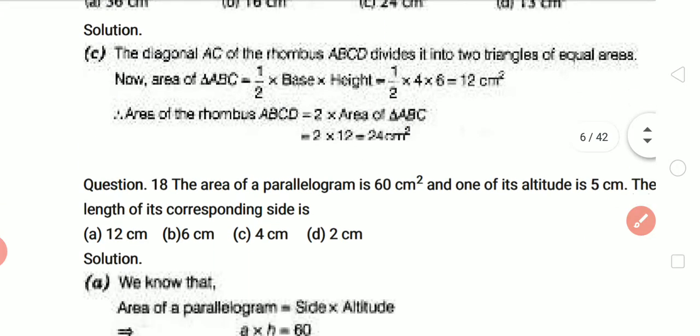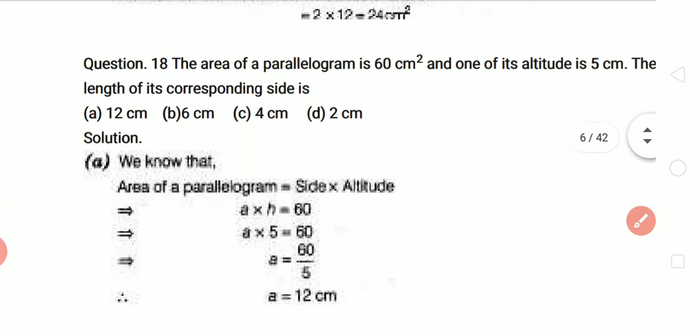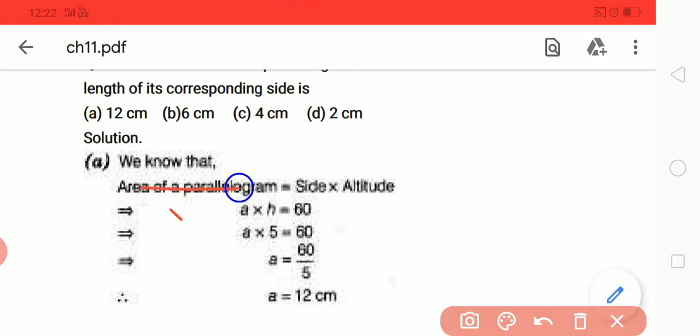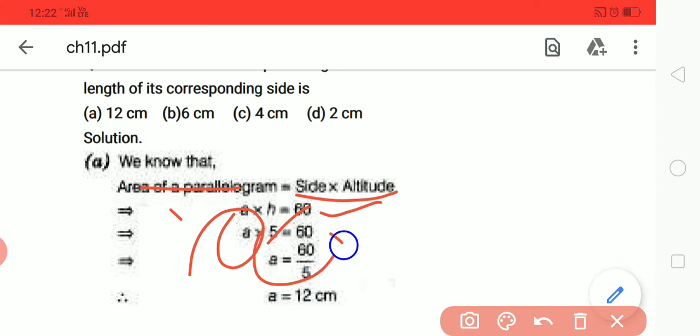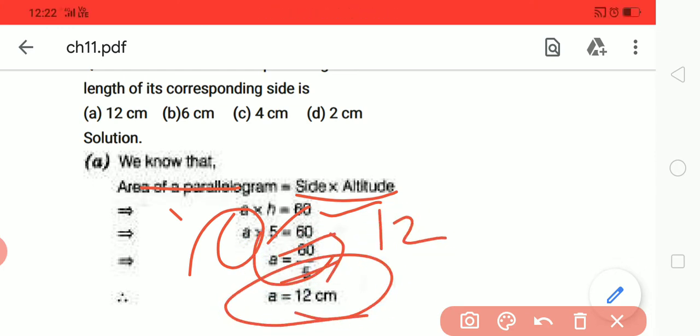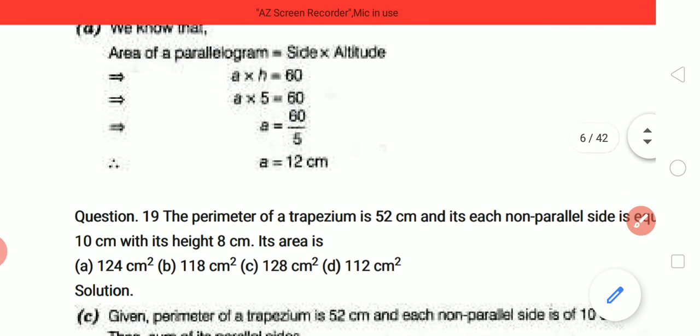Now come to question number 18. The area of a parallelogram is 60 centimeter square and one of the altitudes is 5 centimeter. The length of the corresponding side will be. You know that the area of the parallelogram is side into altitude, or height, and we have given area is 60 and the height is 5. We can find the base. So this can be transposed to the right hand side. You can cut 5, 12s are 60. So 12 is the right answer, A part. Come to question number 19.